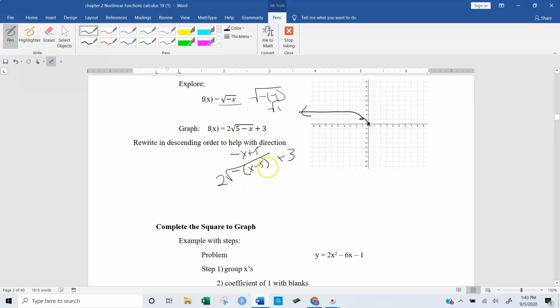So I'm taking my original negative x, I'm going x minus 5, which means I am going to move to the right 5. So we're going to go to the right 5, 1, 2, 3, 4, 5. We're going to go up 3, and that is our starting point of our parabola. And then the 2 is going to stretch it 2. So instead of going up 1 over 1, I'm going to go up 2 over 1.